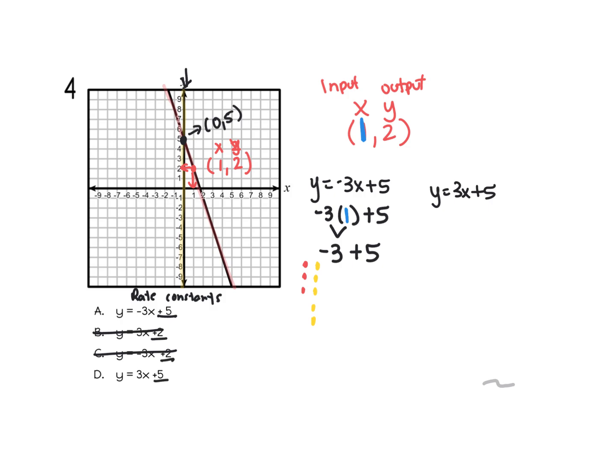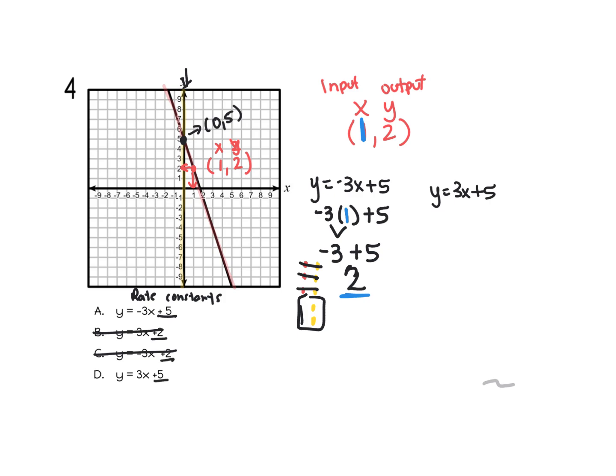Remember, when we have negatives and positives, we can create 0 pairs. So that means we're subtracting. And what does that leave me with? Positive 2. So that is what we wanted. When we inputted a 1, we wanted to get out a 2.